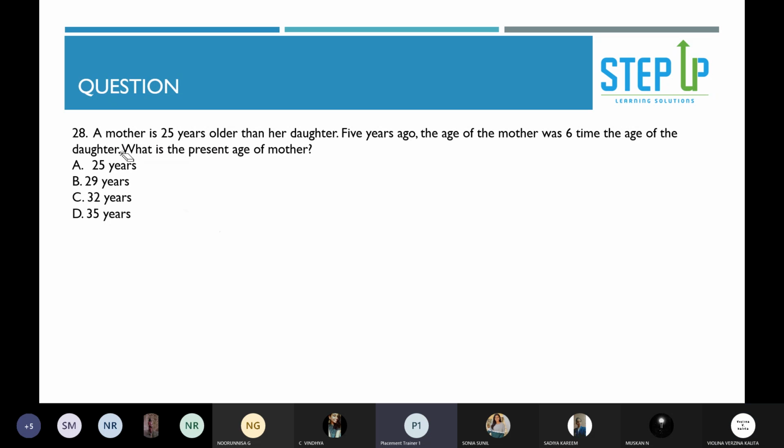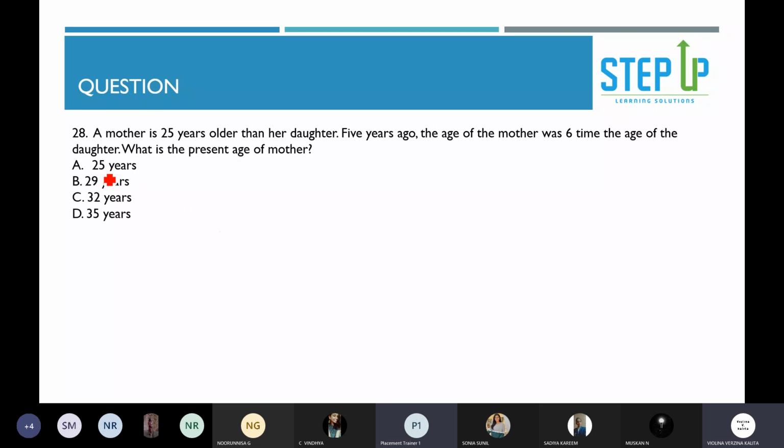A mother is 25 years older than her daughter. What can you say from this? What is the age difference between mother and daughter? 25. So when you become 5 years and your mother becomes 30 years, the age difference is 25. When you become 10 and your mother becomes 35, the age difference is still the same. So the age difference will be constant. Agree? Yes, ma'am.